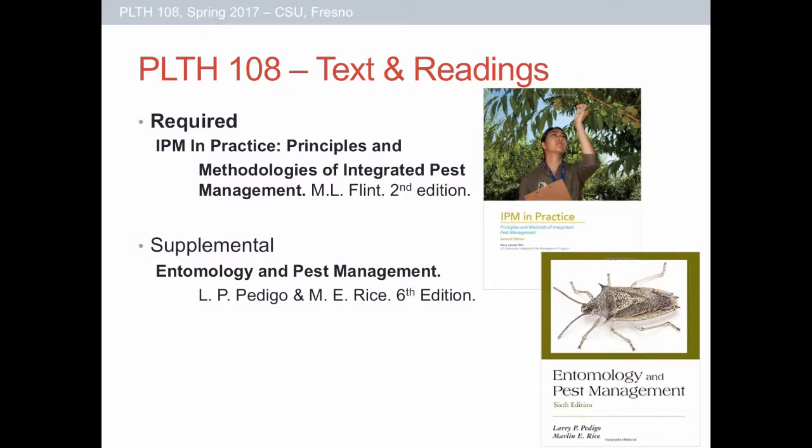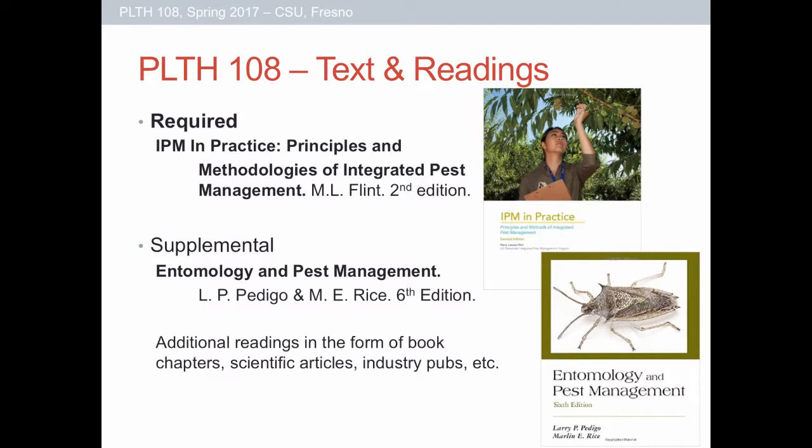The other book is Entomology and Pest Management. You may recognize this. This is the textbook we used in economic entomology. We will be touching on topics from this when we want a little more detail on something. So I hope you held on to that book. I think I warned you at the end of the last class that we will be holding on to it for IPM. And there may be additional readings. They will be posted online.